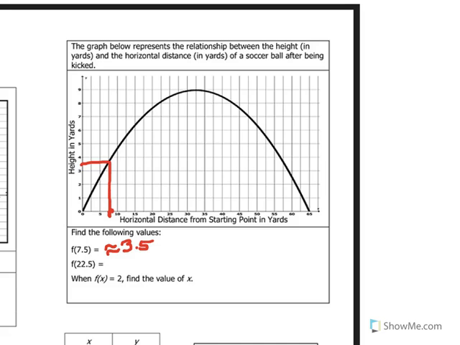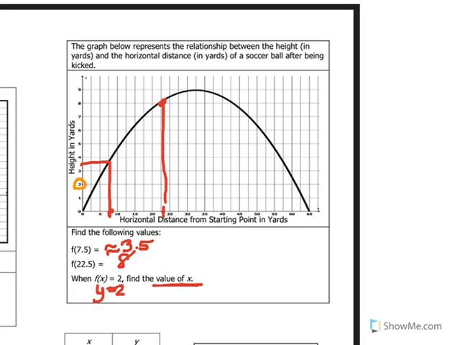Now, how about 22.5? So again, every line is 2.5, so 22.5 is going to be right here. And so we're going to go up, and we're going to see what it is, and it looks like it's 8. Now, it says find the value when f of x equals 2. So remember, when you see f of x, that's like saying y equals. So what's the value of x when y equals 2?